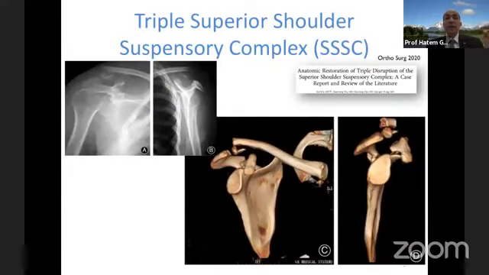So this is an example of a triple superior shoulder suspensory complex injury. And as you can see, we have the coracoid base fracture, we have the distal lateral third clavicle fracture, but we also have an acromial fracture. So this is a triple fracture, not the ligaments. The ligaments here are intact. You can imagine that the CC ligaments are intact. That's why this avulsed after the fracture of the scapula.